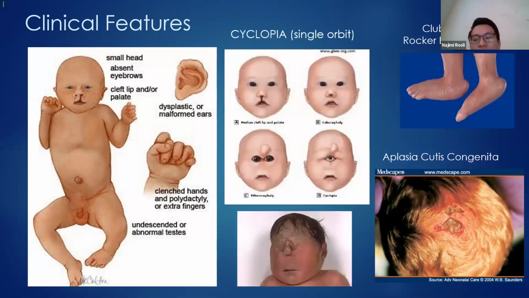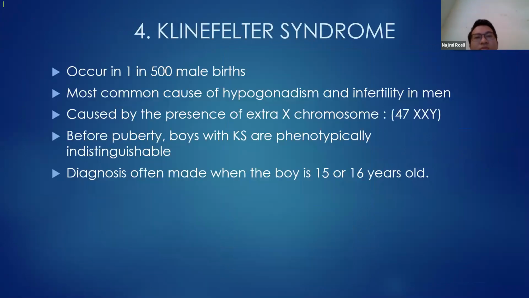And the clinical features of Patau syndrome include structural defects of the brain, scalp defects, small eyes, microphthalmia, cleft lip and palate, polydactyly, and also cardiac and renal malformation. And that's for Patau syndrome, for the trisomy.